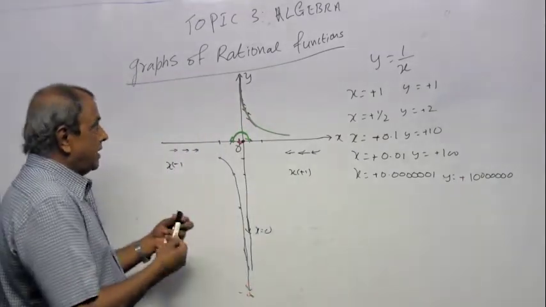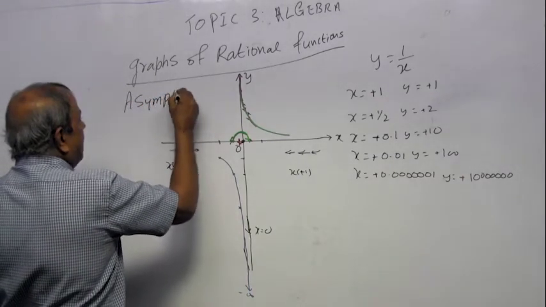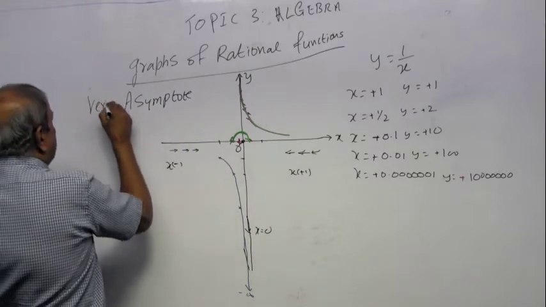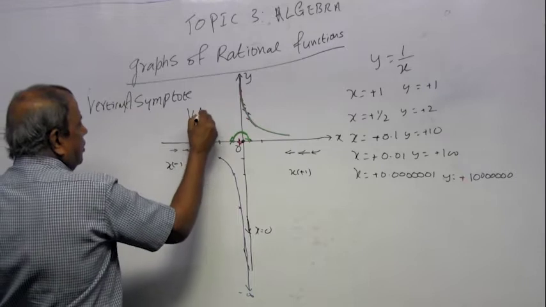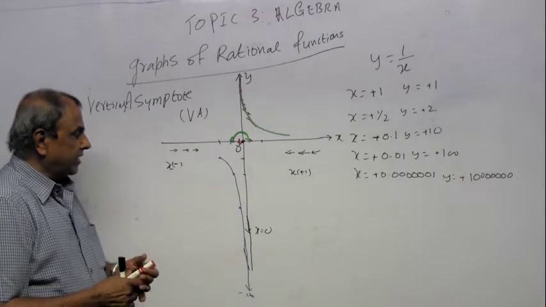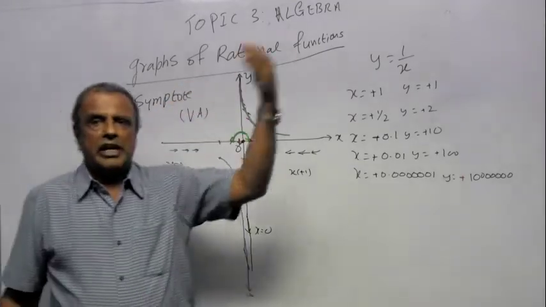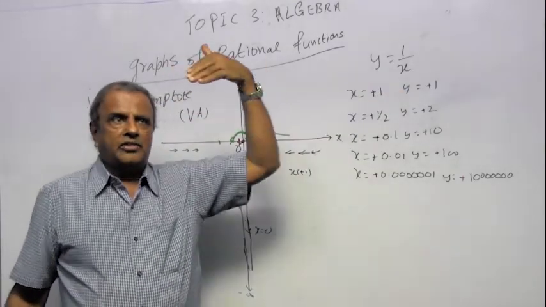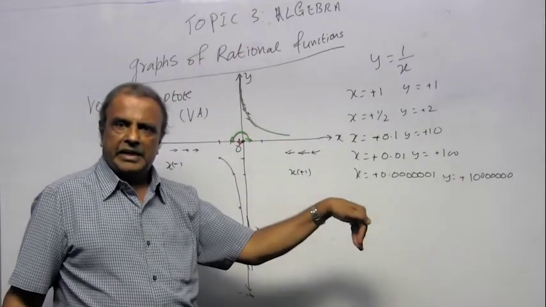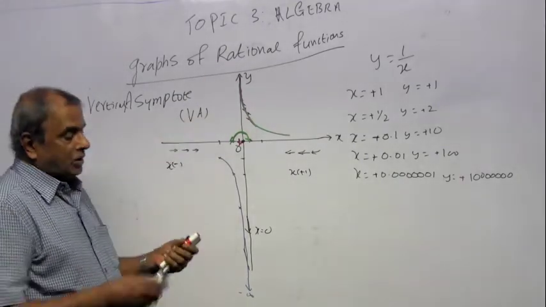A word which you will have heard. Asymptote. And because it is parallel to the y-axis, it is called a vertical asymptote, or we use a short form VA. Vertical asymptote. So at a vertical asymptote, the curve jumps in infinity. So it starts from, if it is going towards one infinity, then it starts from the other infinity. So it's a point of discontinuity, and the function y equal to 1 over x is not defined.